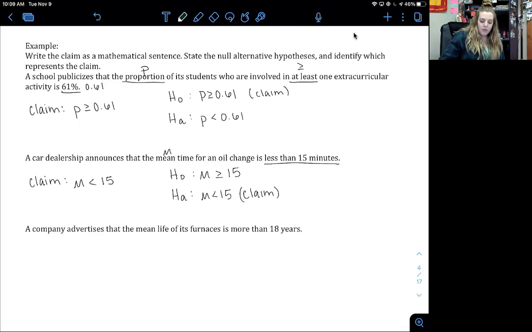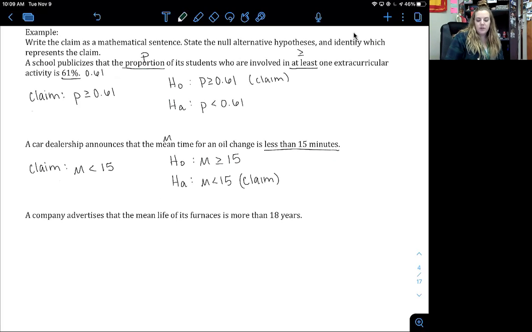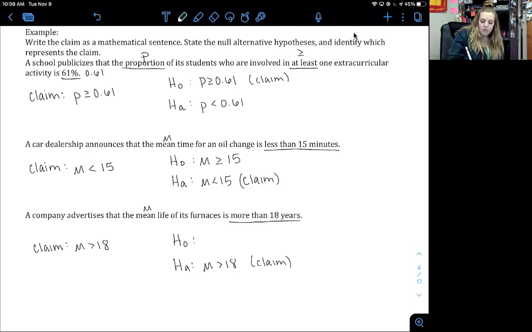Okay. And our third one, a company advertises that the mean life of its furnaces is more than 18 years. Okay, so mean means we're still looking at mu, and then more than 18. So our claim is going to be mu is greater than 18. And that's going to be our null or our alternative hypothesis. Since there's no equality, it is going to be our alternative hypothesis, which means that our null hypothesis will be mu is less than or equal to 18.